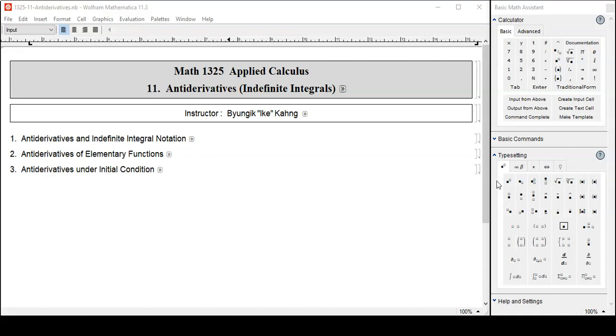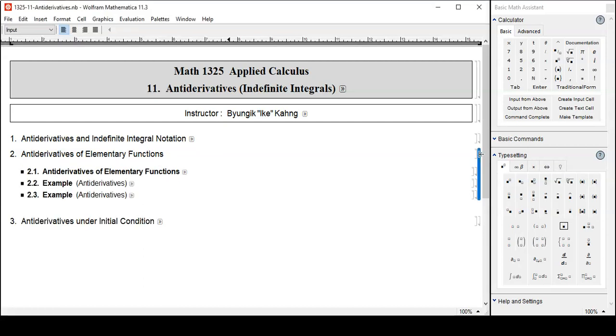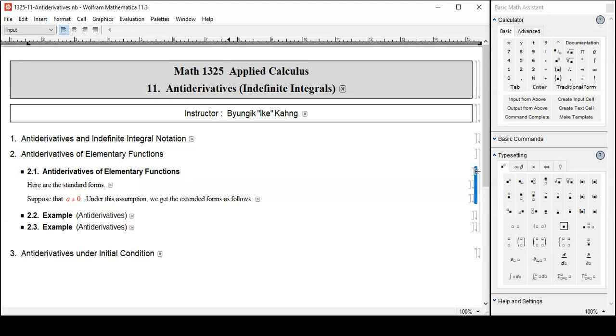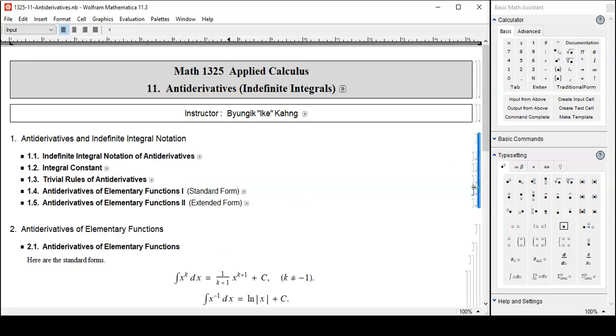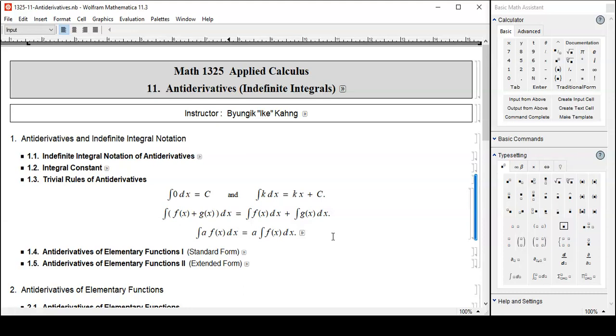Hello students, welcome back. Previously in section 1 we went through the ideas of antiderivatives and took care of all those terminologies and notations. And here's a basic summary. We're going to use these rules, and of course there's some trivial rules as well.